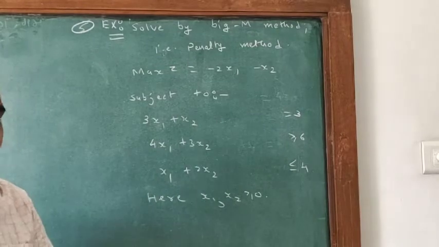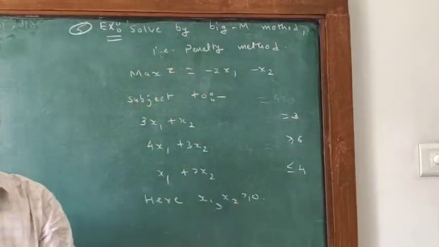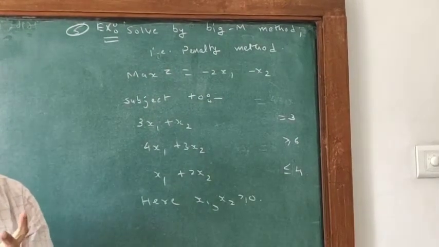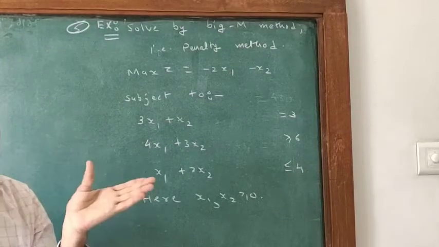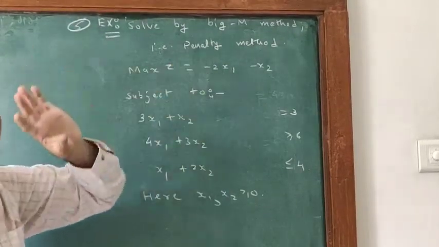Now what is the difference? Solve by big M method. This is something different for you. What is big M? Big M is a special type of simplex method, which is also known as a penalty method.